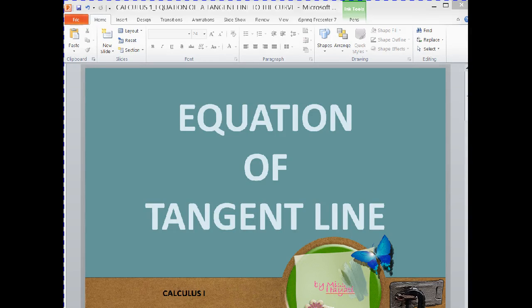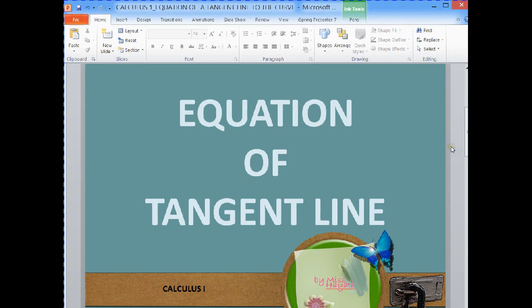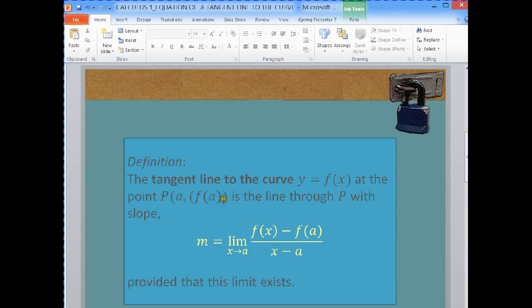In this video, I would like to give a demonstration on finding an equation of a tangent line to a curve. To do this, let's first recall the definition of the tangent line to the curve. The tangent line to the curve y = f(x) at the point P(a, f(a)) is the line through P with slope m equal to the limit of (f(x) - f(a)) over (x - a), where x is approaching a, provided that this limit exists.